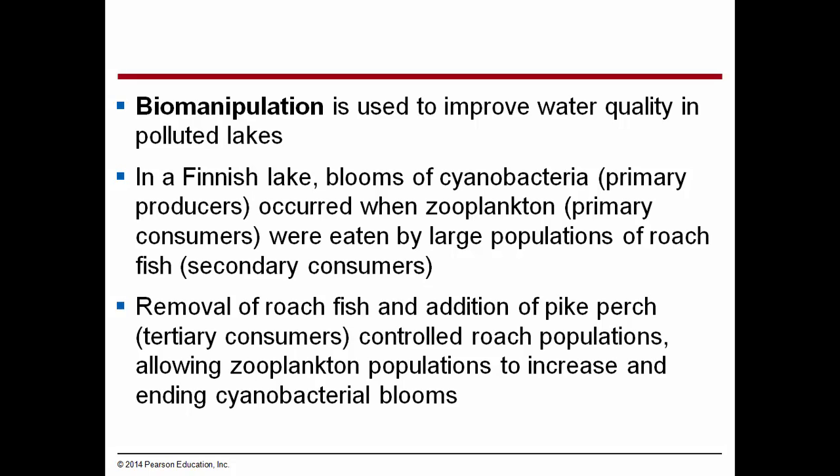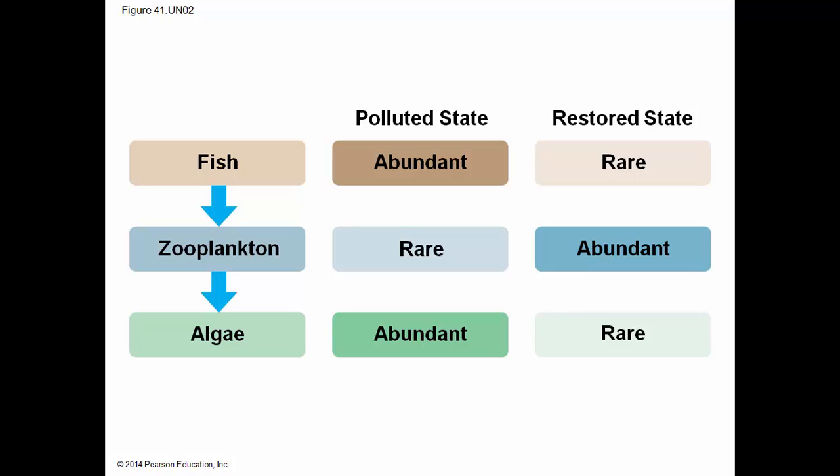So this was a top-down model incorporated in biomanipulation. Because they put the pike perch in there and they reduced the roach fish, they reestablished the balance of the system, and they had a good amount of zooplankton, and the zooplankton ate the phytoplankton, and they didn't have problems with the cyanobacterial blooms. Okay, so here's the example of that.